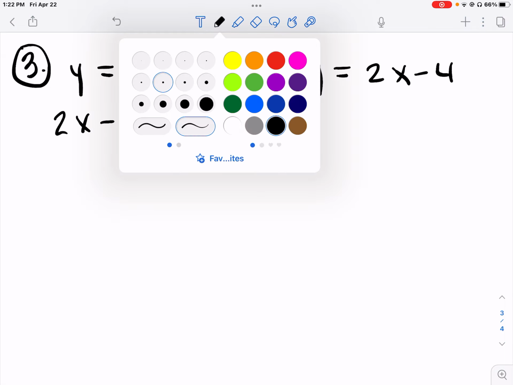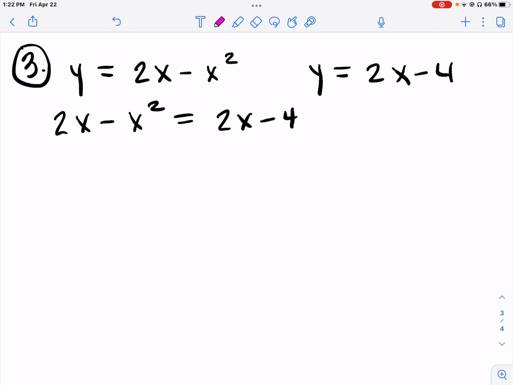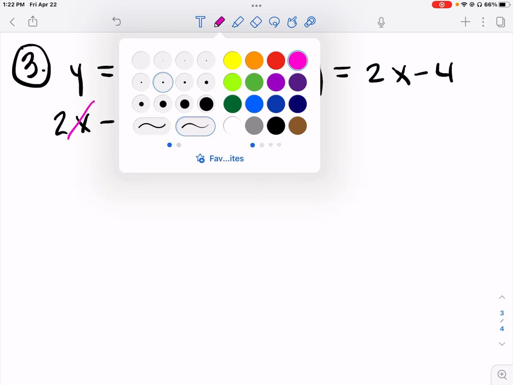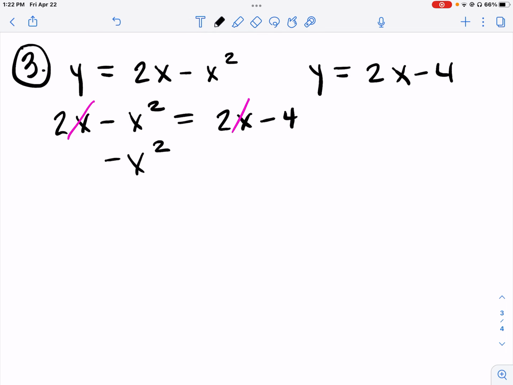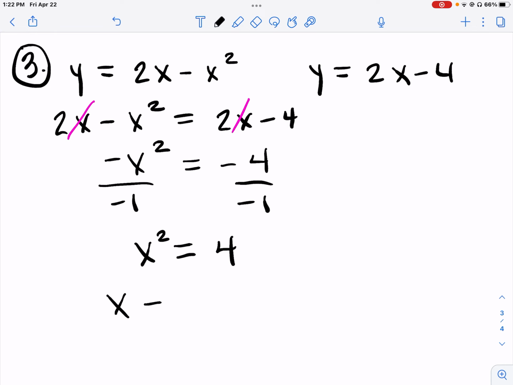Okay, those two x's that are on the other side, if you subtract 2x on both sides, that's gone. So we have minus x squared equals minus 4. Divide by negative 1. So x squared equals 4. So that means x equals plus or minus 2. Okay, because positive 2 squared and negative 2 squared both equal 4. Okay, so these are equal when x is 2 and negative 2.